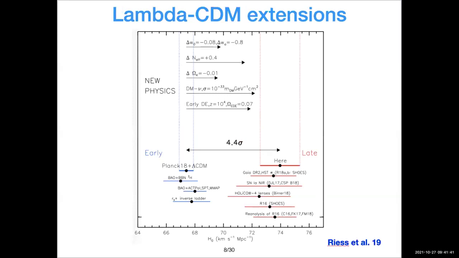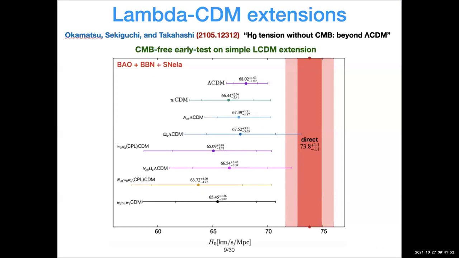So let's look at the theoretical status. The simple extension of the lambda CDM model has been tested to be insufficient to overcome the Hubble discrepancy, as done by Riess earlier. And even without the CMB data, we can also show this conclusion with BAO plus BBN plus supernova, and the simple extension of the lambda CDM model is still not sufficient to overcome this Hubble discrepancy.